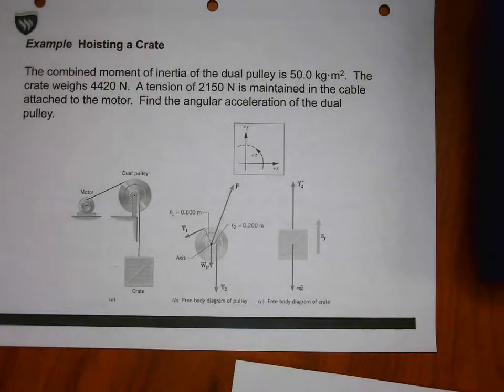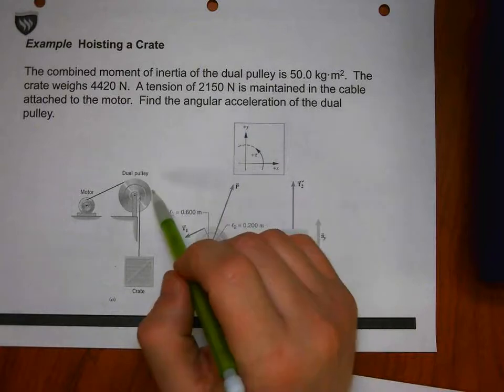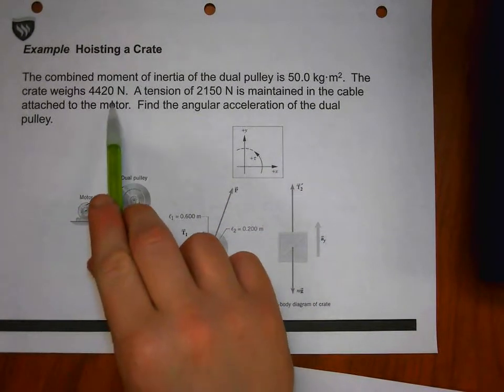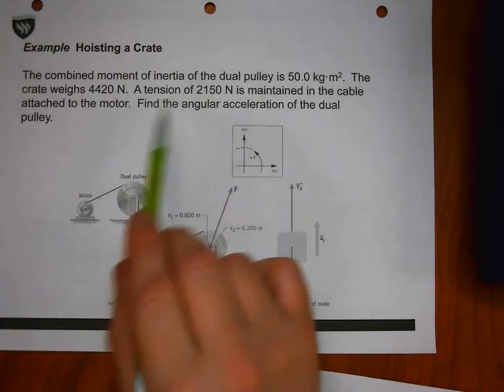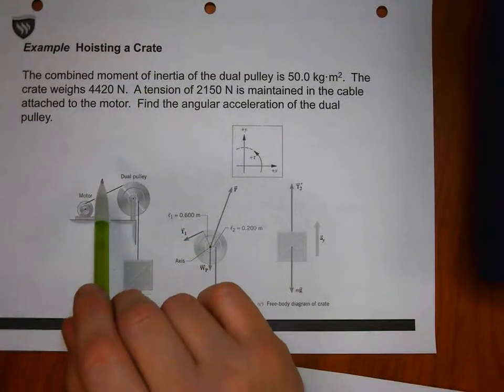So we have the combined moment of inertia of a dual pulley is 50 kilogram meter squared, and the crate at the bottom of this pulley weighs 4,420 newtons. A tension of 2150 newtons is maintained in the cable attached to the motor. Find the angular acceleration of the dual pulley.